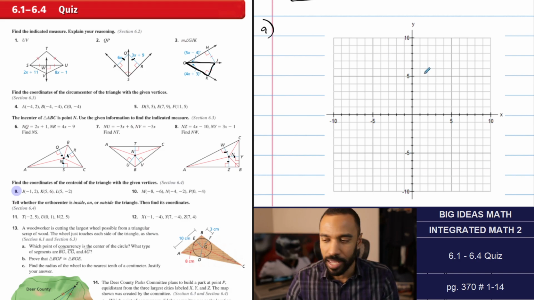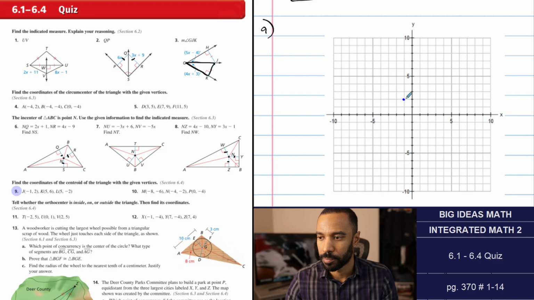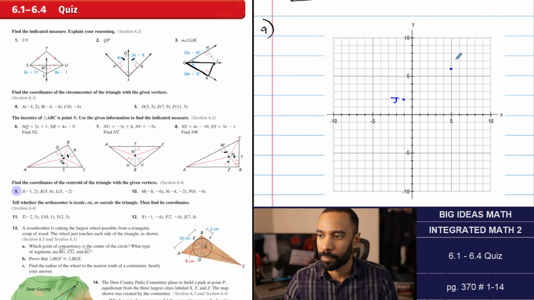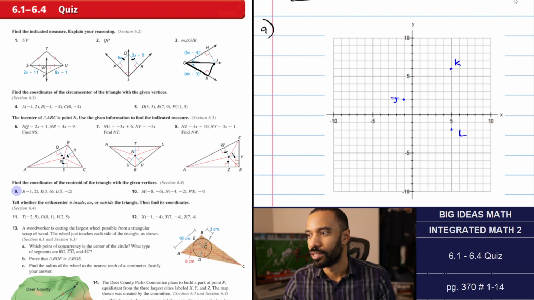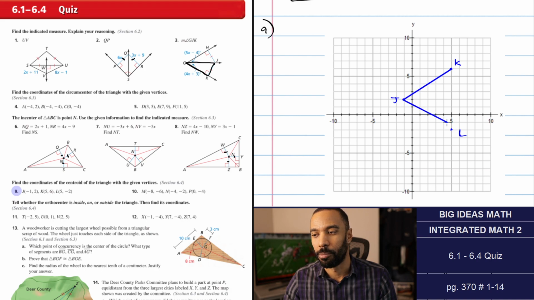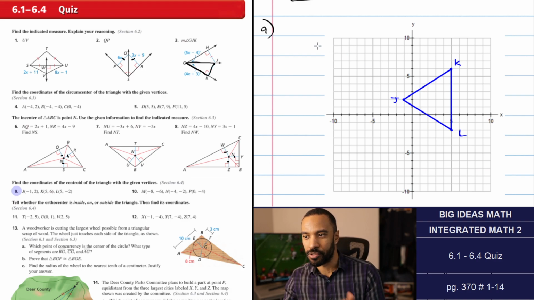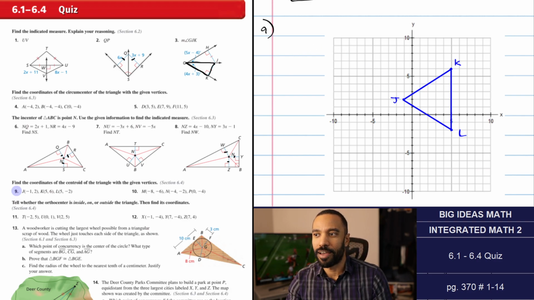We have J at -1, 2. K at 5, 6. L at 5, -2. Don't tell me it's another right triangle, because it very well may be. Oh, you know what? It's not. It's very acute looking. It's okay if it is, especially for a median, but just no more. We've done our right triangles. Just looks acute. It might be equilateral. Who knows? All right. So for this one here, we got to find our medians.